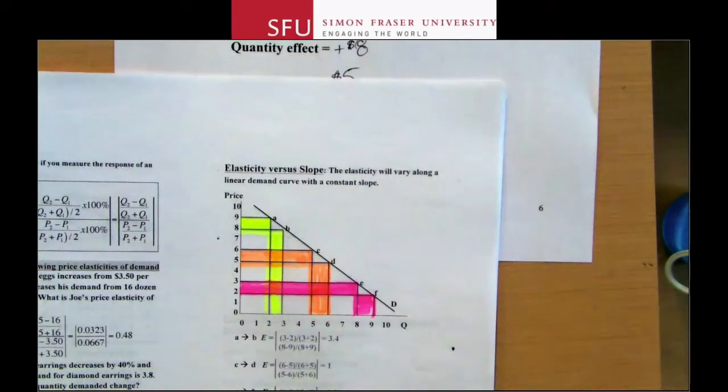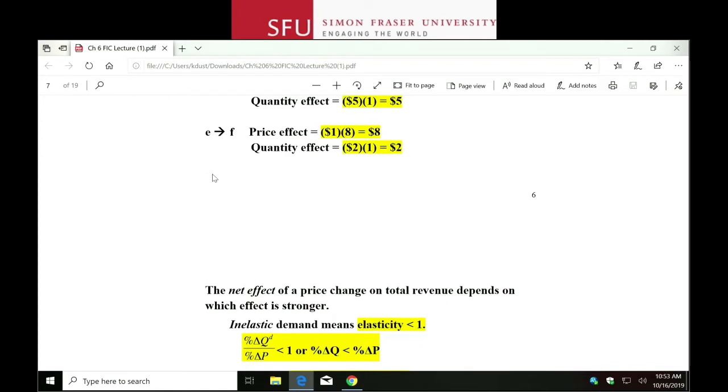Any other questions? All right. Okay, so the next page summarizes what you guys have learned so far about elasticity, starting with inelastic. So for inelastic, the elasticity is measured as less than 1. And so this fraction is less than 1, which means that the numerator has to be smaller than the denominator. So that means that the quantity effect is smaller than the price effect.